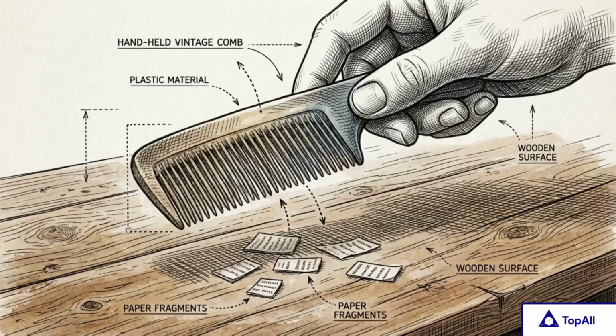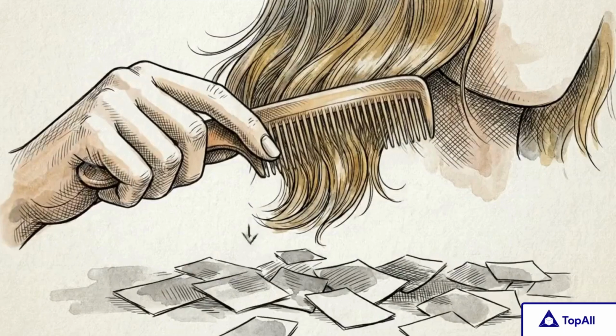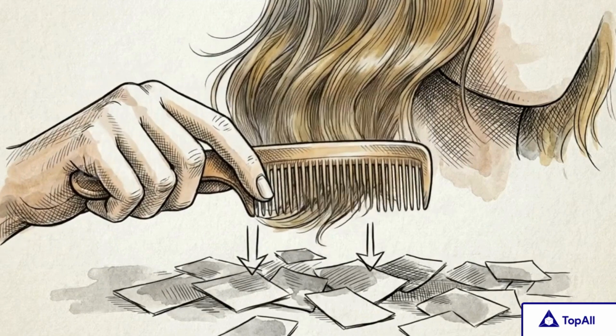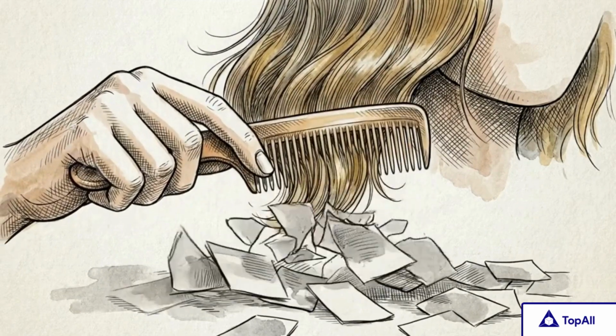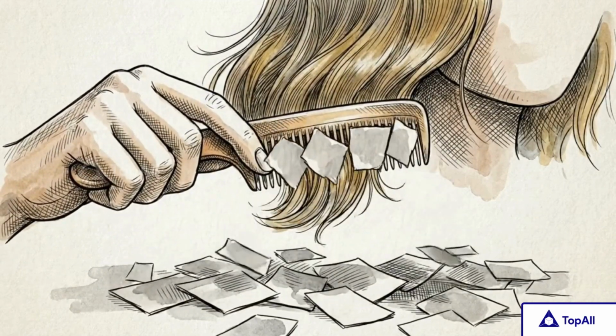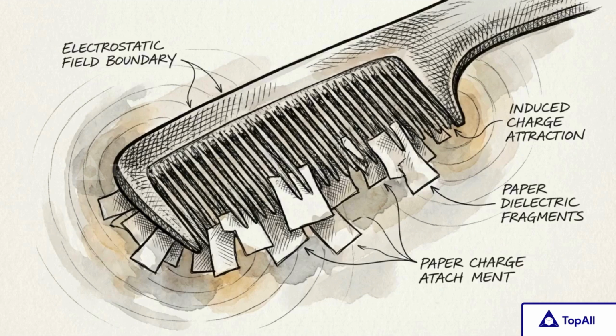You've probably seen this classic magic trick. You run a plastic comb through your dry hair, hold it over tiny bits of paper, and watch the paper fly up to meet it. The comb essentially becomes a temporary magnet, effortlessly attracting those light objects right off the table.